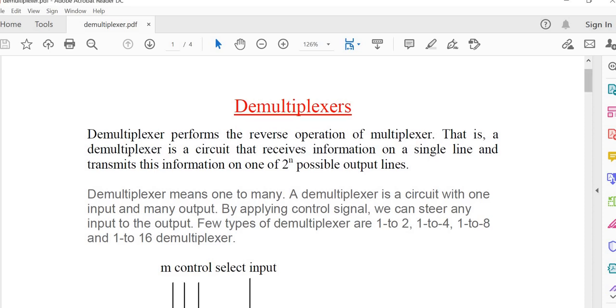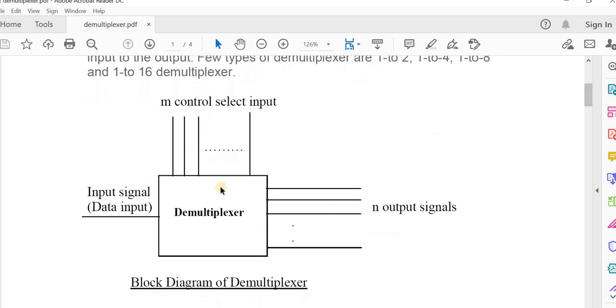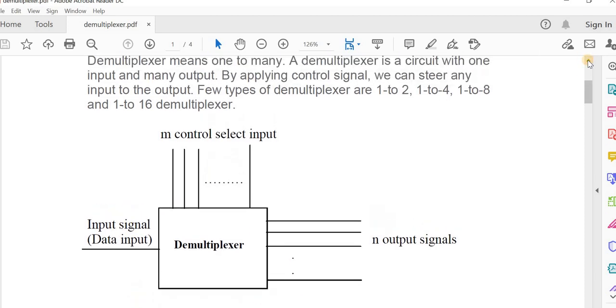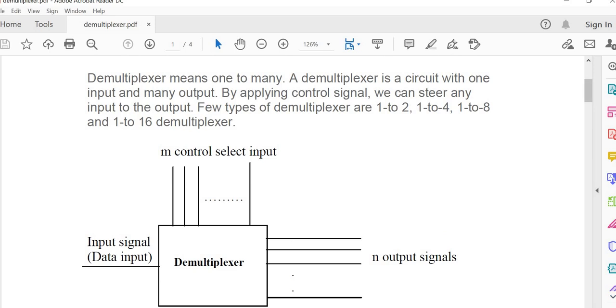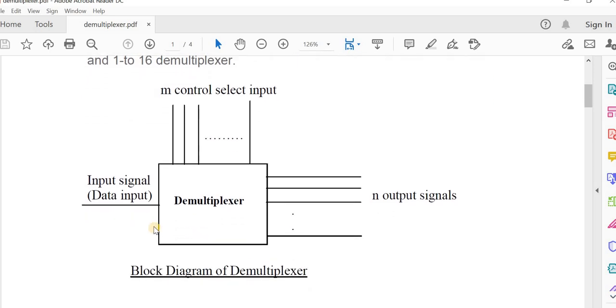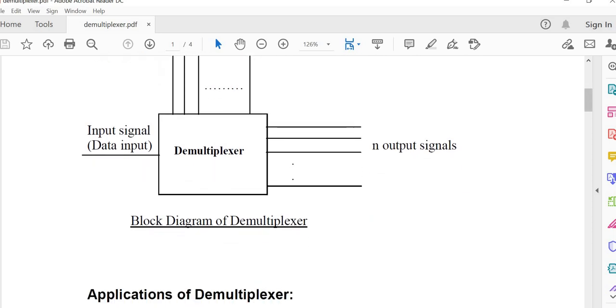You can see the block diagram here. This is the block diagram of a demultiplexer. You can see the input here, this is the input signal, and this is the control select input, then the output signals. So this is the block diagram of a demultiplexer.